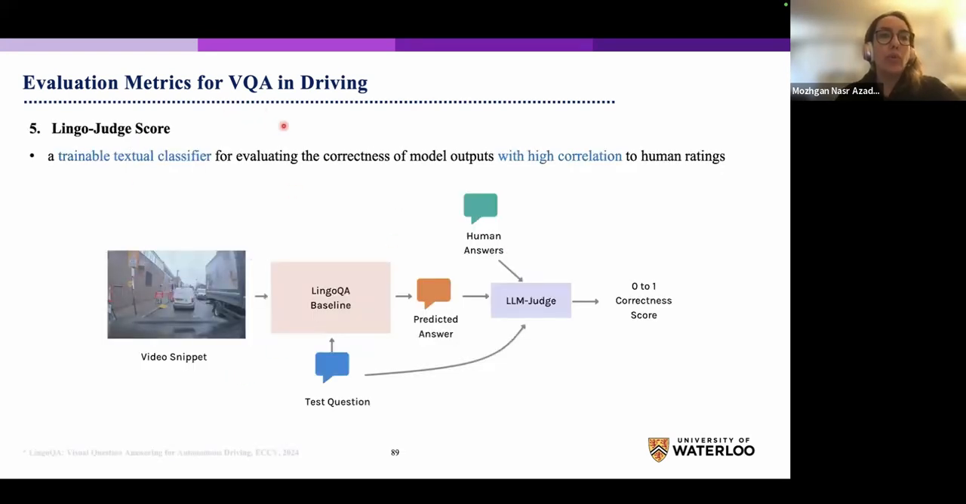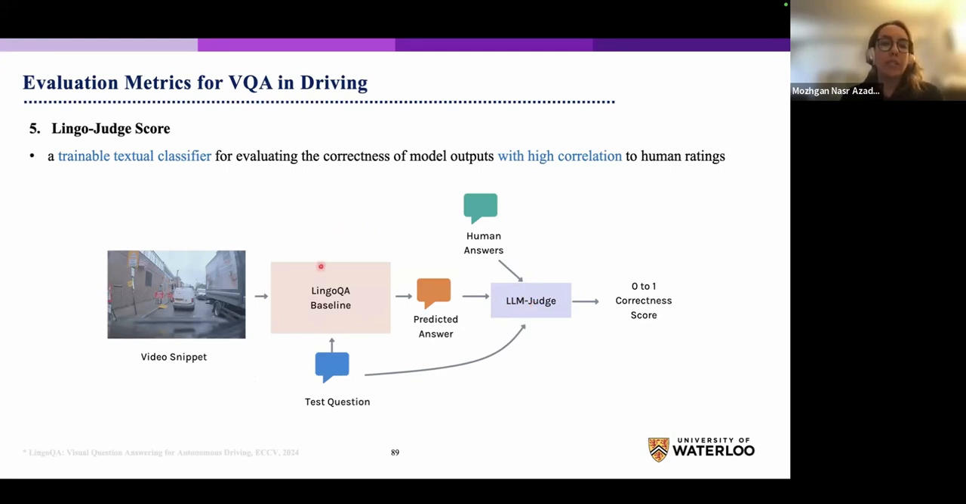So LingoQA did something that was also nice. They introduced the Lingo-Judge metric, where they train a textual classifier. It's basically an LLM judge. They fine-tune an LLM to understand the similarity between the semantics of the machine-generated answer and the actual ground truth answer.